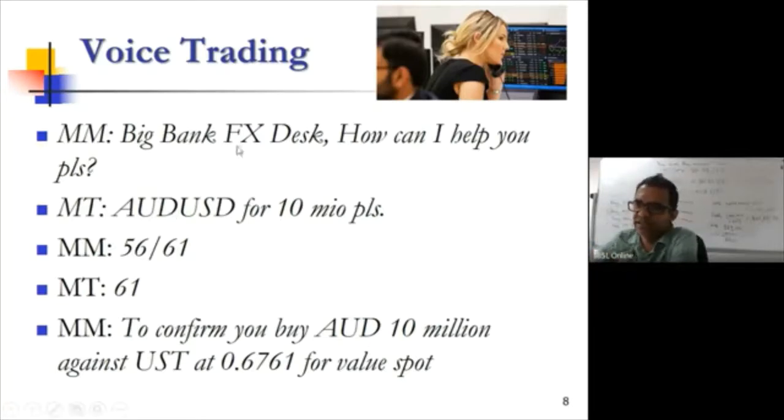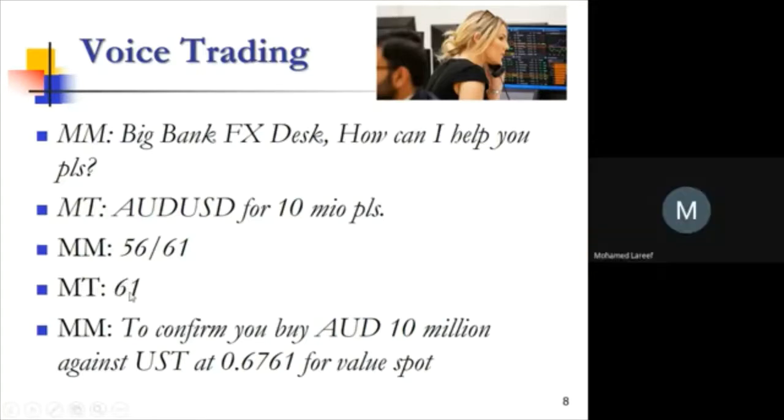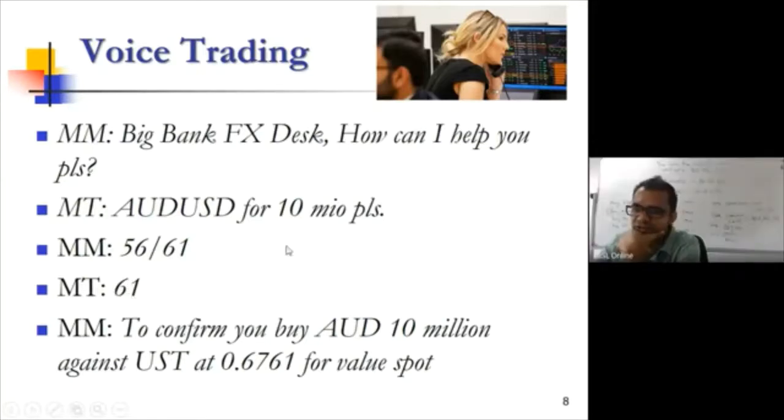So the market maker quotes 5661. Then the market taker, MT means market taker, just says 61. What does it mean? Market taker, what is his action here? Buy AUD 10 million at 61.